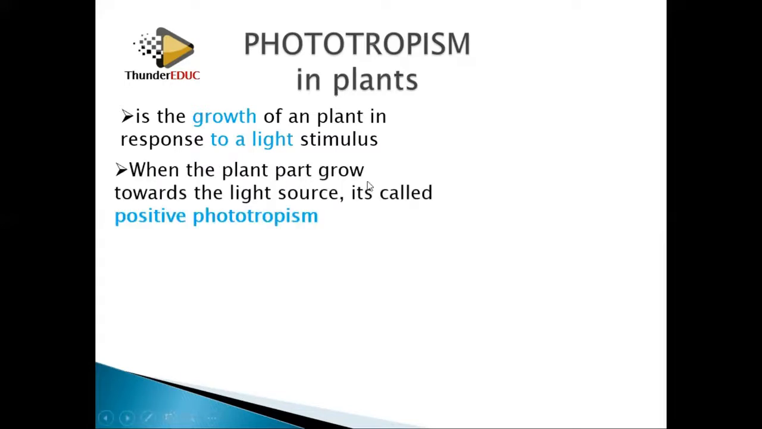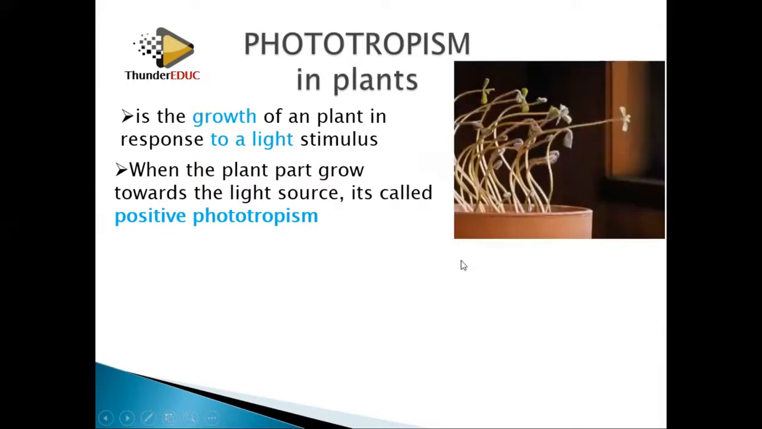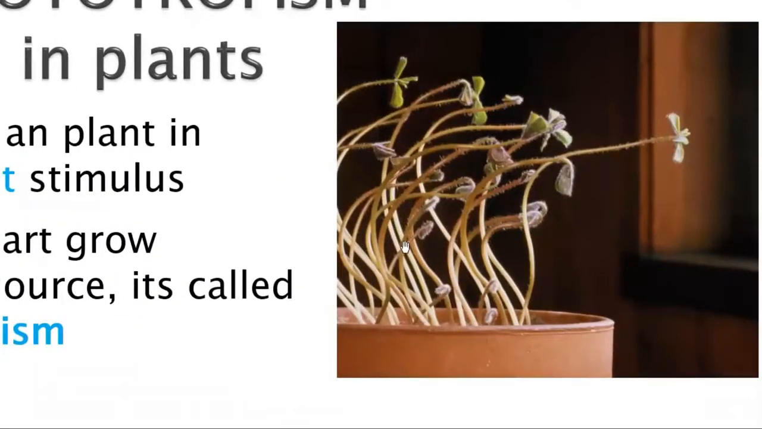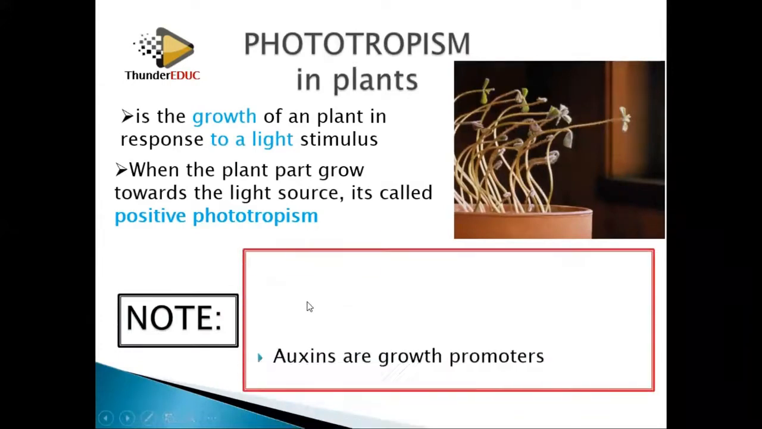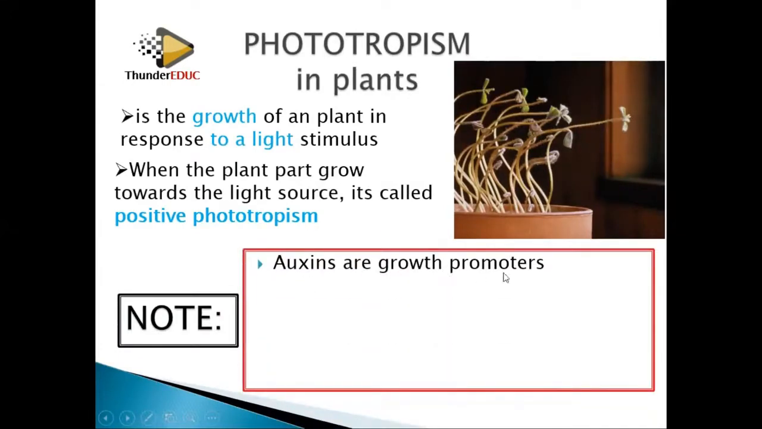When the plant part grows towards the source of light, it is called positive phototropism. Here is an example. You have the source of light, so the plant grows. You can see very clearly that it's growing towards the what? The source of light. So we say that this is positive phototropism. And then you need to note that, number one, auxins are growth promoters.